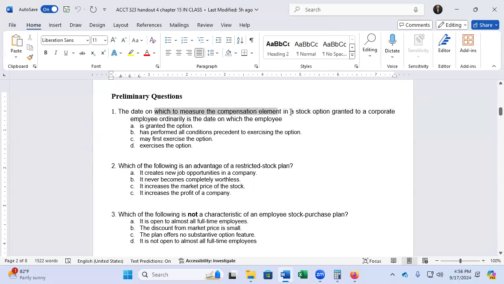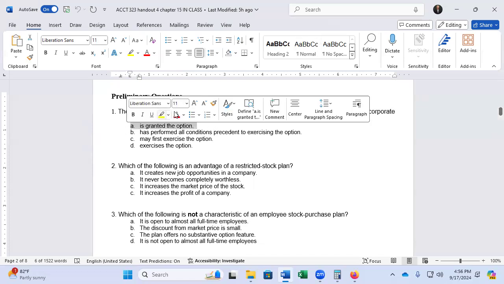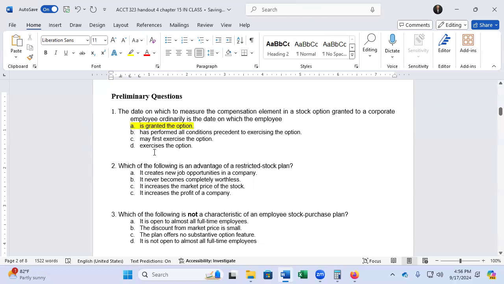The date on which to measure the compensation element is when the option is granted. I want to make a little note here: no entry is recorded on the grant date for stock options. The only one that we're going to make an entry to on the grant date would be restricted stock.